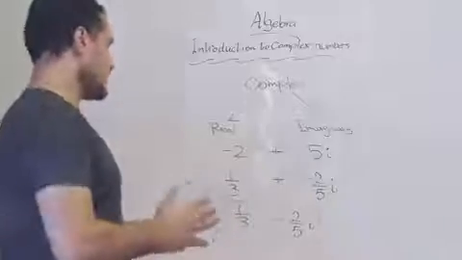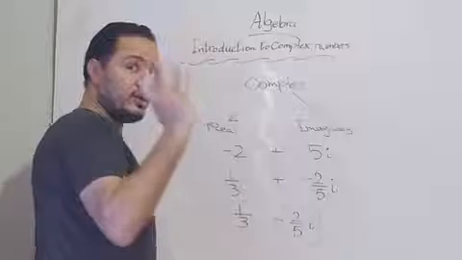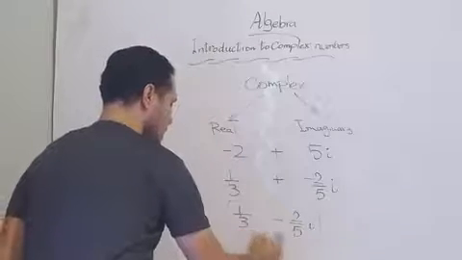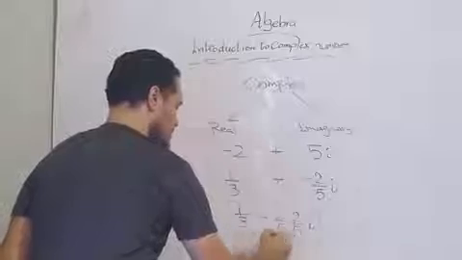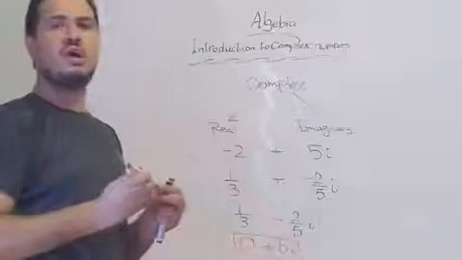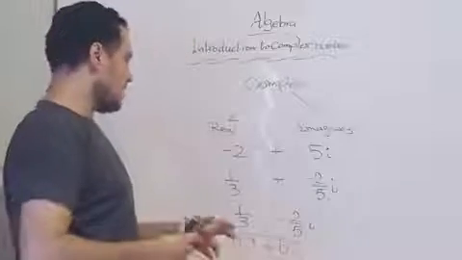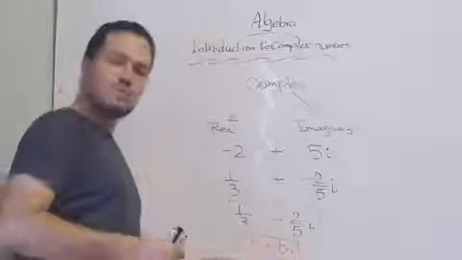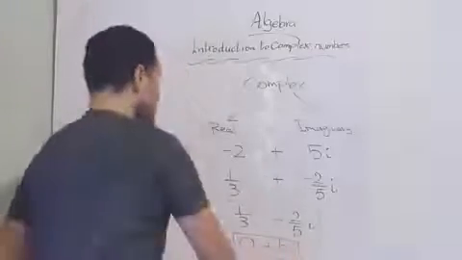Okay? That's the form of a complex number, which is generally a plus bi. So the general form of the complex number is a plus bi. Which part is real? It's a. Which part is imaginary? It's b. Okay.